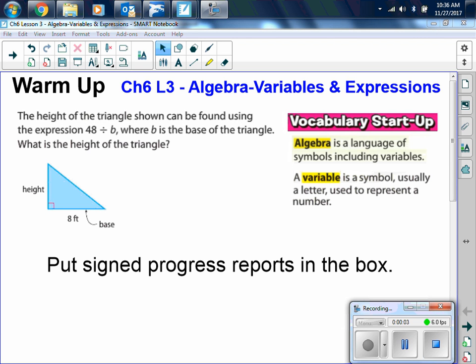All right, so Chapter 6, Lesson 3 is Algebra, and it's variables and expressions, okay? So first thing I want you to do is write your vocabulary. It says here that algebra is the language of symbols, including variables, okay? A variable is a symbol, usually a letter, used to represent a number.